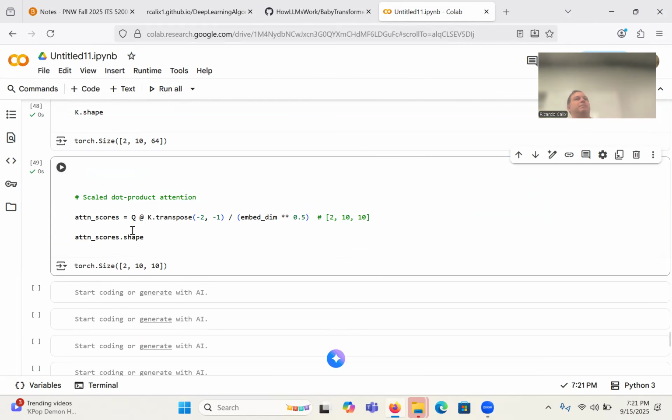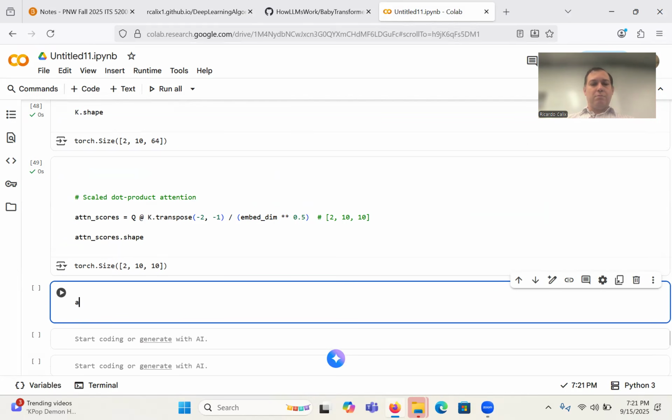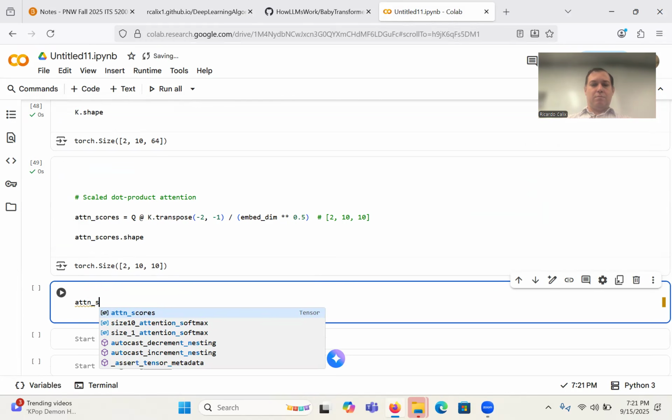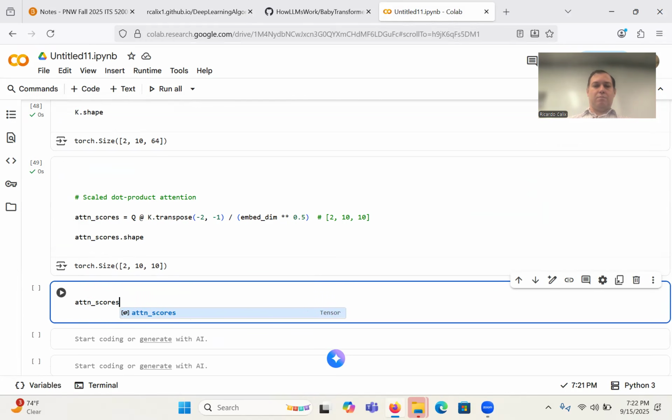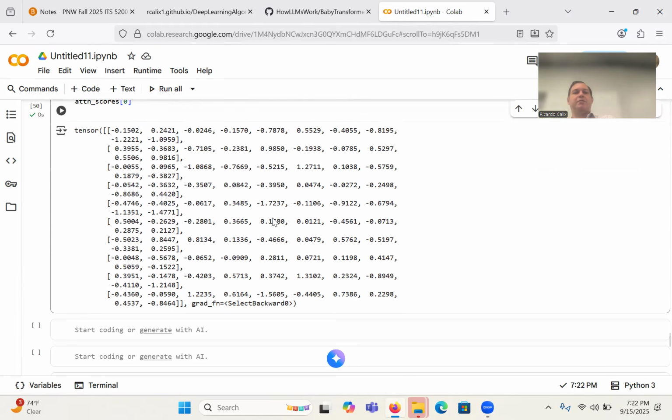So if we do this one and print the shape, two by 10 by 10. There's 2 of them. So if I just look at one, okay, so you can see there's values.